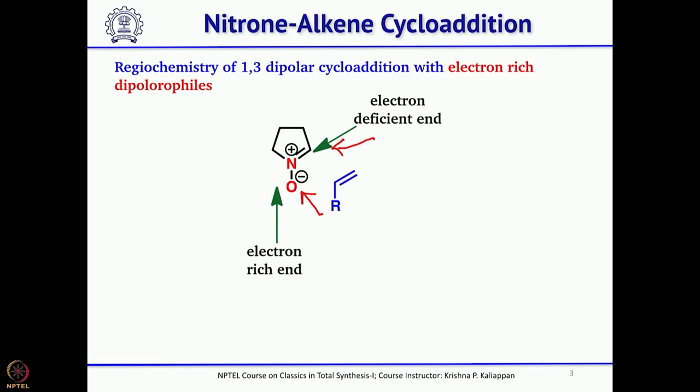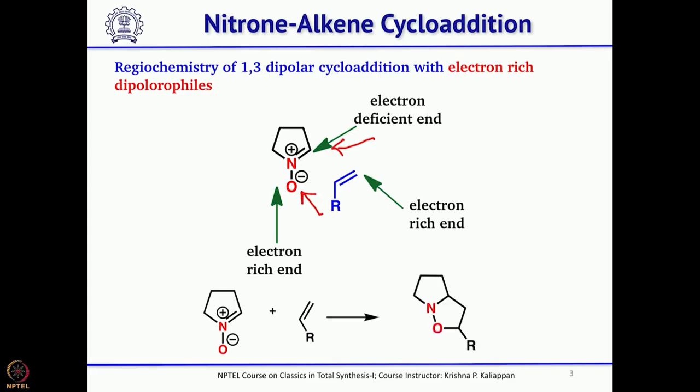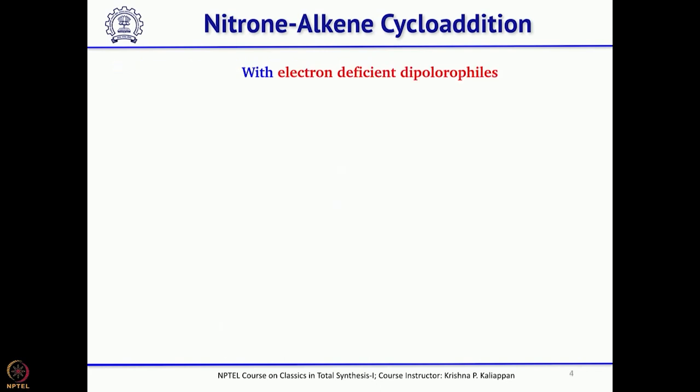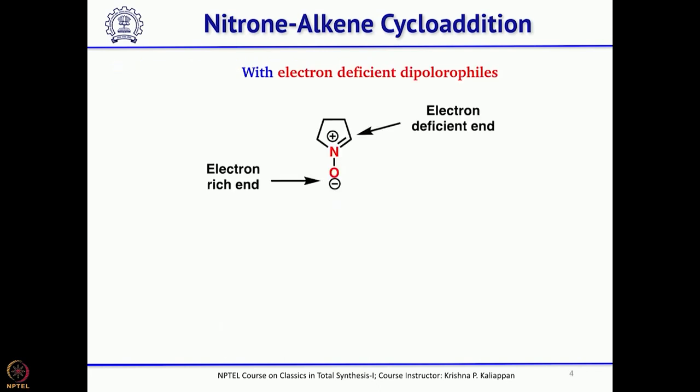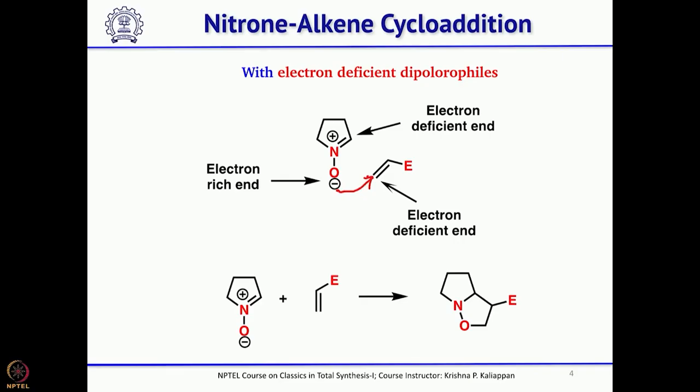Okay. So when you do a 1,3 dipolar cycloaddition with an alkene, and if the alkene is electron rich, then this is the regiochemistry of the product which you get. Okay. So obviously this is electron rich and this is electron deficient. So you can see the bond forming between these two carbon atoms. Likewise, when you use electron deficient dipolarophiles, okay, then what will happen? This is electron rich and this is electron deficient. So this is where the bond will form and the regiochemistry will be reversed.